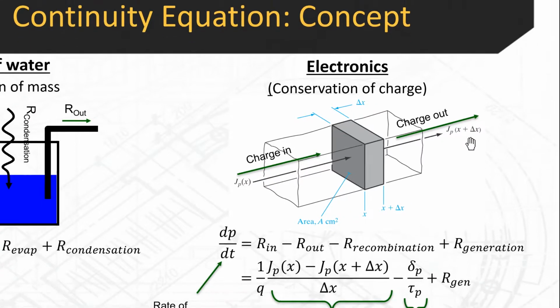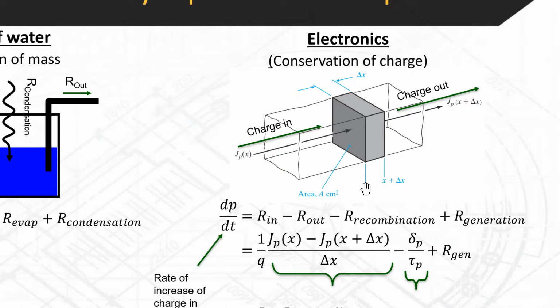So the way that we define this region is we say the beginning of this region starts at location X, and the end of the region is X plus delta X. So just a small region of the semiconductor. This delta X, we're going to make it very, very small.